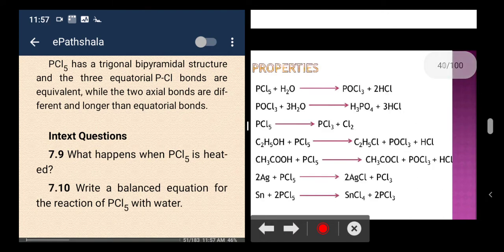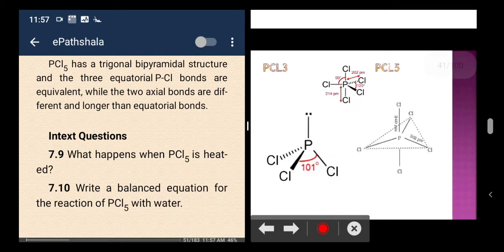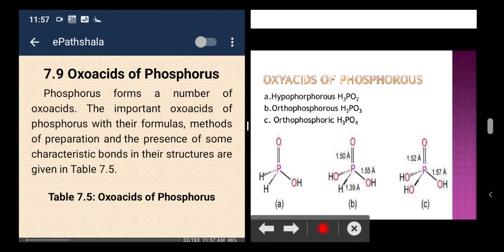What happens when PCl5 is heated? Just now we have seen that when PCl5 is heated, it gives out chlorine gas and phosphorus trichloride. That is the simplest reaction you can write. Write a balanced equation for the reaction of PCl5 with water. Here it is: PCl5 when reacted with water forms POCl3 plus 2HCl. So that is the reaction.